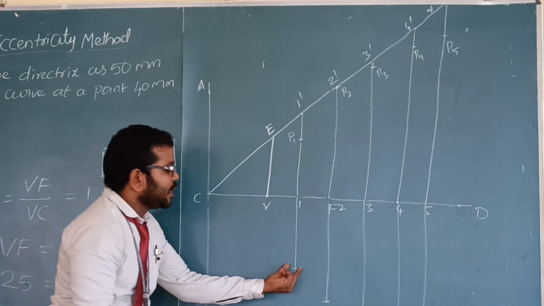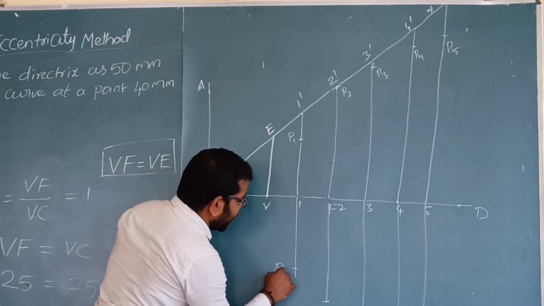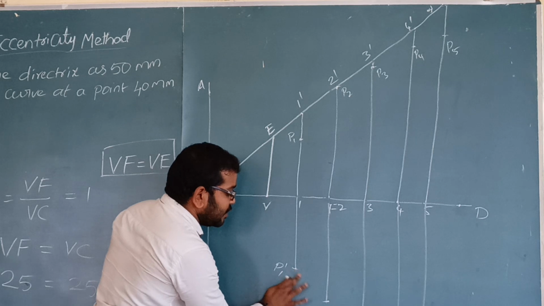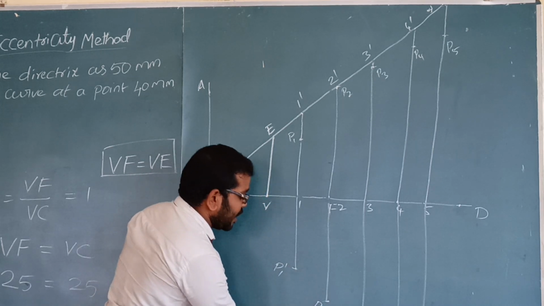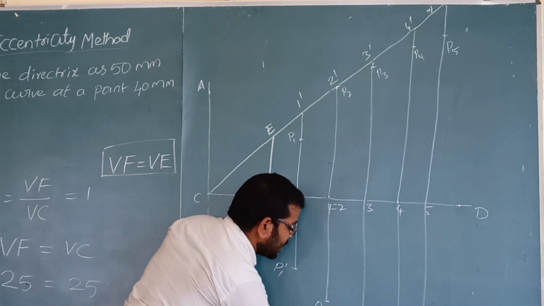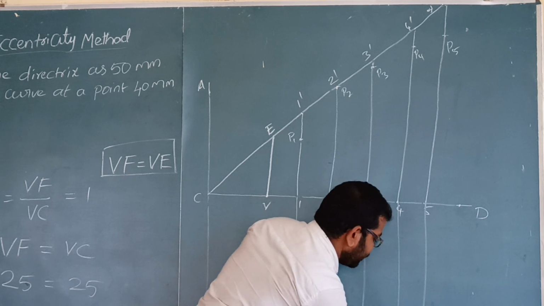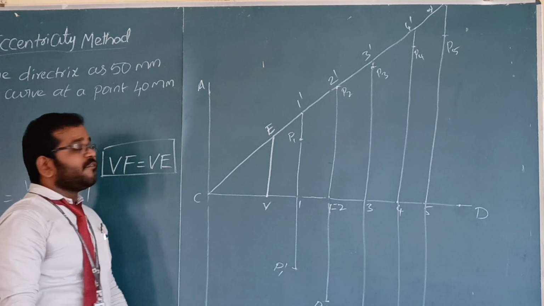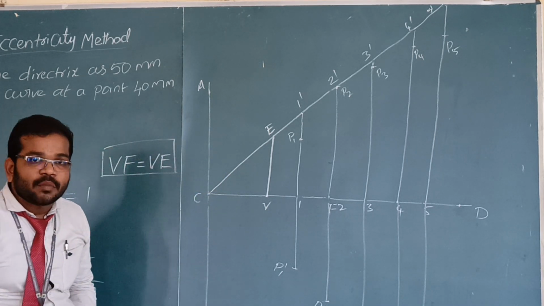Where the arcs and the line intersect, make points P1 dash, P2 dash, and you can extend this vertical line. You can erase the extended line also. P3 dash, P4 dash, P5 dash. Okay, finally you can join all these points and you get a parabola shape.